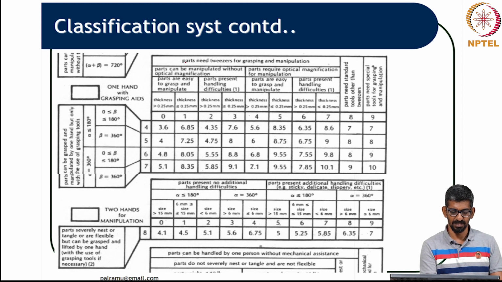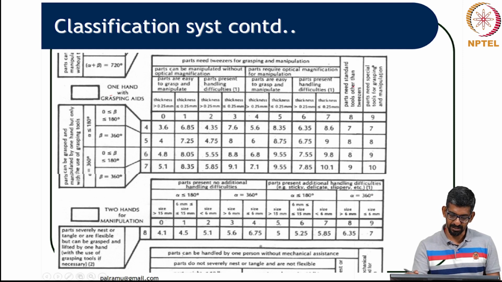The second part says parts need tweezers for grasping and manipulation. The key is one hand with the grasping aids. You might still be able to handle it with one hand, but you need grasping aids. Then you look for the symmetry and go through this. The last one is you need both hands for manipulation. Then parts present no additional handling, or parts present additional handling difficulties such as sticky, delicate, slippery, etc. So all this comes in here.